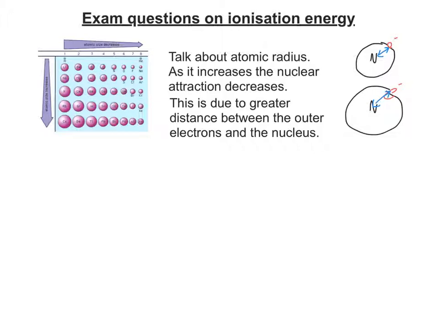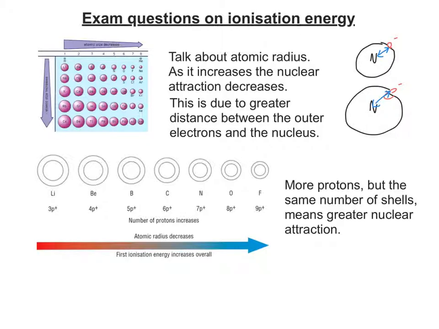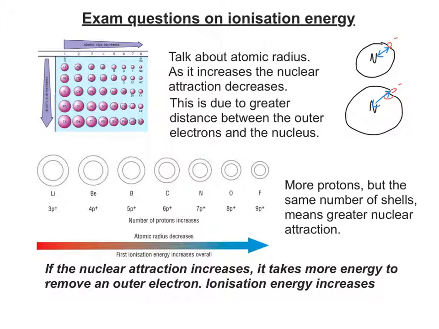So the next thing to talk about is the nuclear attraction, the proton number. The basic idea is that anything that increases nuclear attraction means that there's now more energy needed to take outer electrons away, or to remove them. So ionization energy increases.